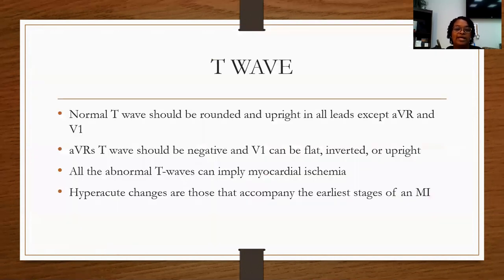Okay, T wave, your normal T wave should be rounded and upright in all your leads except AVR and V1. AVR's T wave should be negative and V1 can be flat, inverted, or upright, okay? All abnormal T waves can imply myocardial ischemia. So your T wave is very important. Hyperacute changes are those that accompany the earliest stages of an MI.